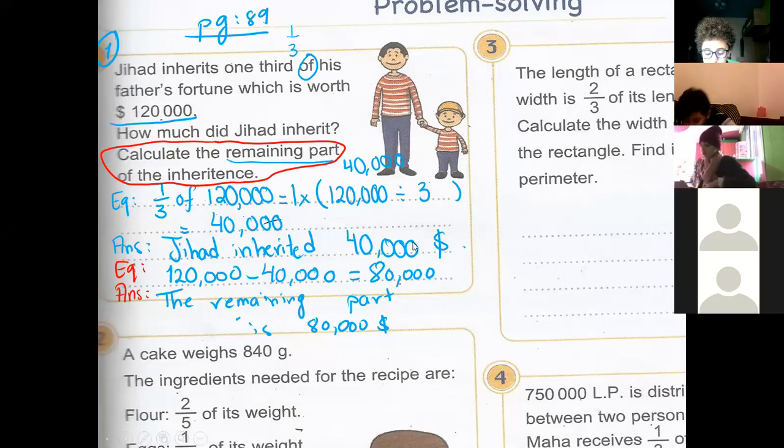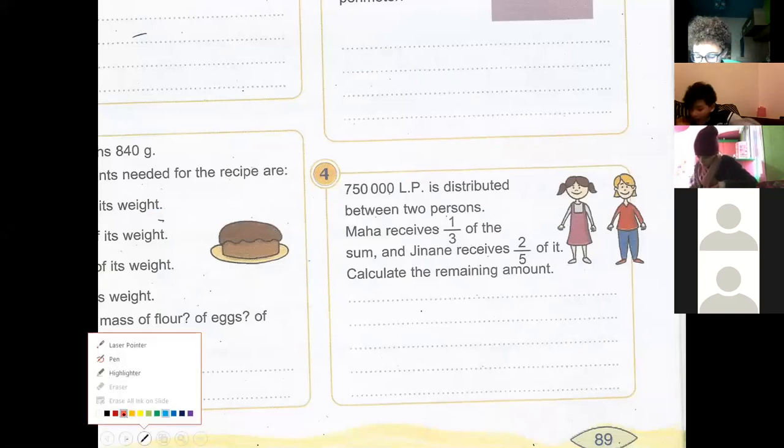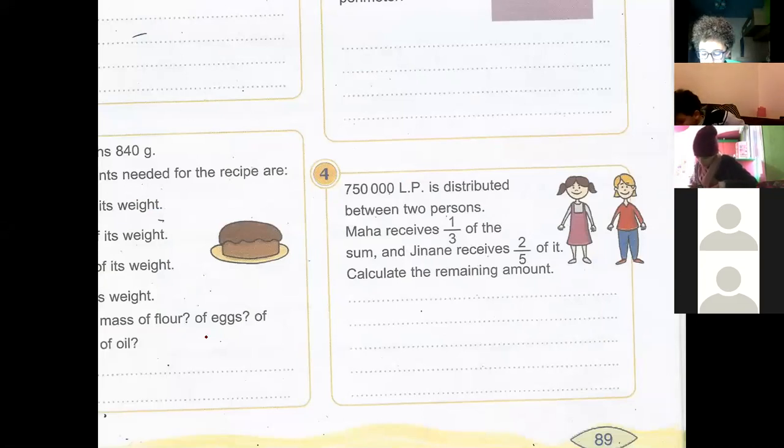Teacher, problem number four, we have to do it? Think with problem four. Must we do it alone or we just think? Think. Teacher, it's the same as number one. Just read the sentence in a correct way.